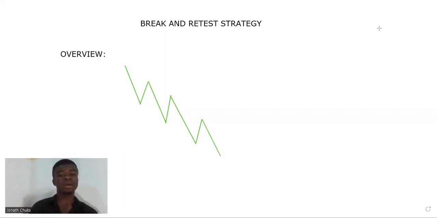But it's not always the same as the one that I've been seeing whenever there's a breakout and a retest. So I'm going to show you that one later. So this is how it looks. Another one is when the market is in an uptrend.